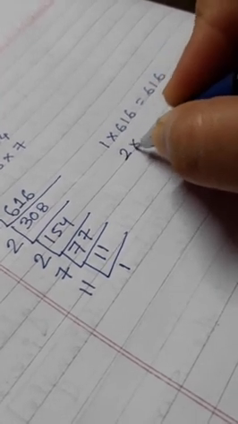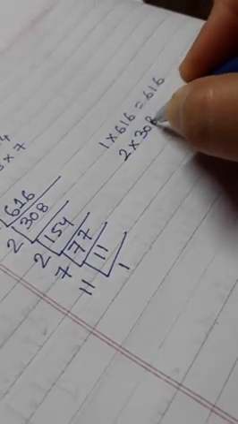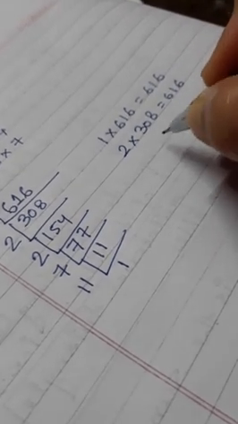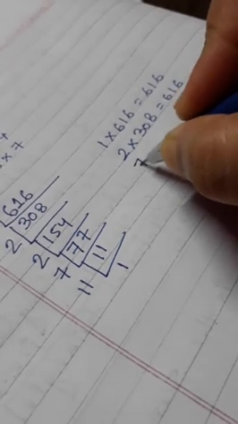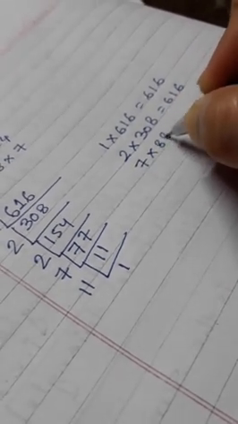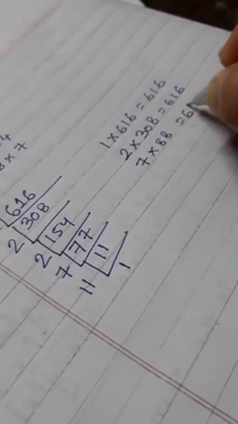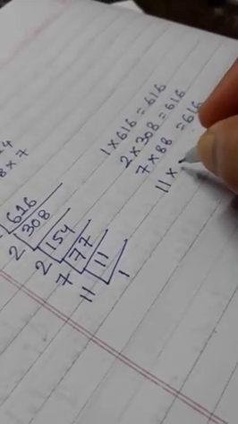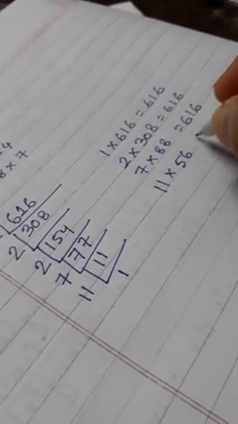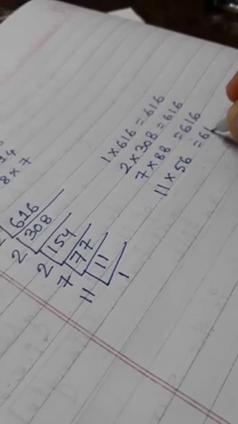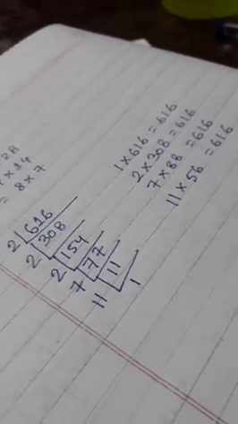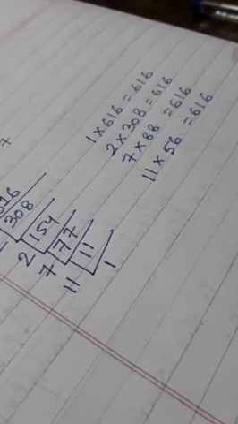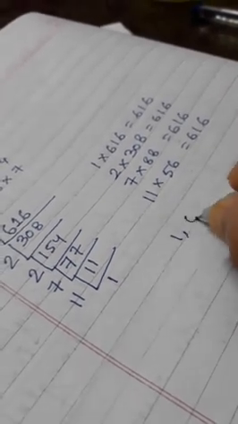Okay, so 2 into 308, then we will get 616. If we multiply 7 into 88, then also we will get 616. If we multiply 11 into 56, then we will also get 616. So what are the factors of 616?